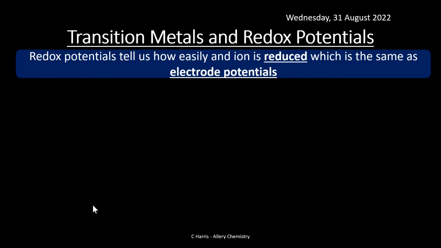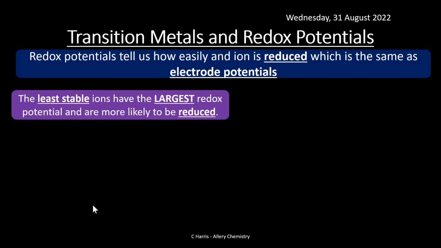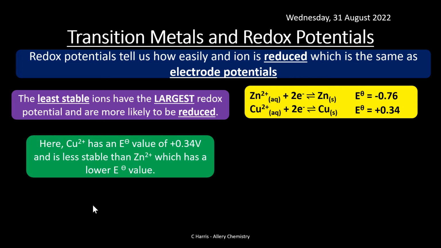Redox potentials tell us how easily an ion is reduced, which is the same as electrode potentials. So we looked at E0 values. You don't really need to know a lot about this, to be honest, so there's not much to explain. But the least stable ions have the largest redox potential, and therefore are more likely to be reduced.